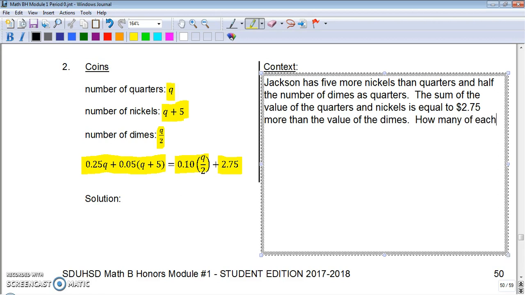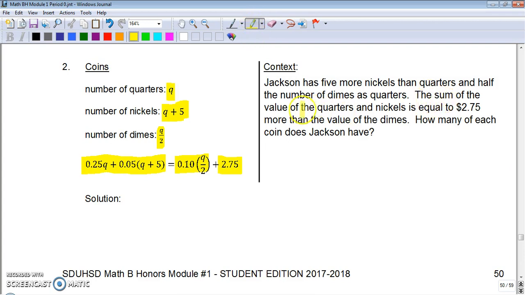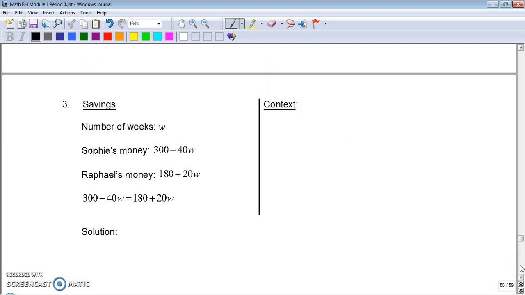How many of each coin does Jackson have? We need that question as well, which is probably to solve for all the missing information. Let's double check that we did this correct one more time. So the sum of the value of the quarters and nickels is, so that would represent our equal sign. And so we can see that that is the left side of the equation when it was built here. And it's equal to 275 plus the value of the dime. So that looks correct. So I got a couple more. Again, you're going to answer all these questions, actually solve that out.